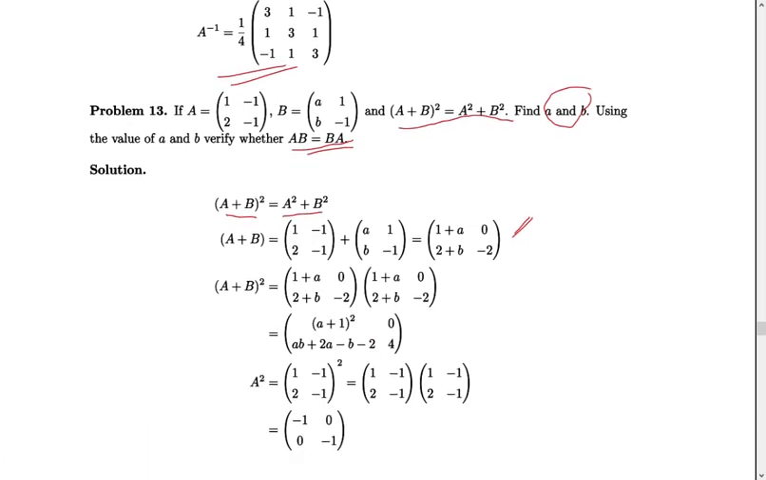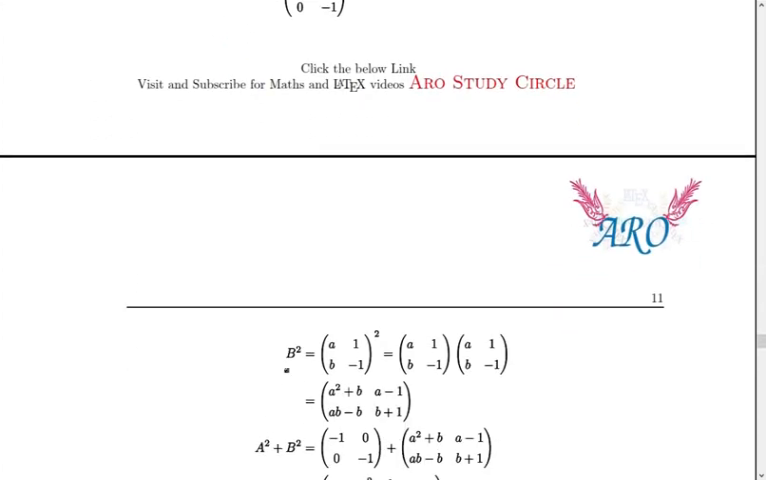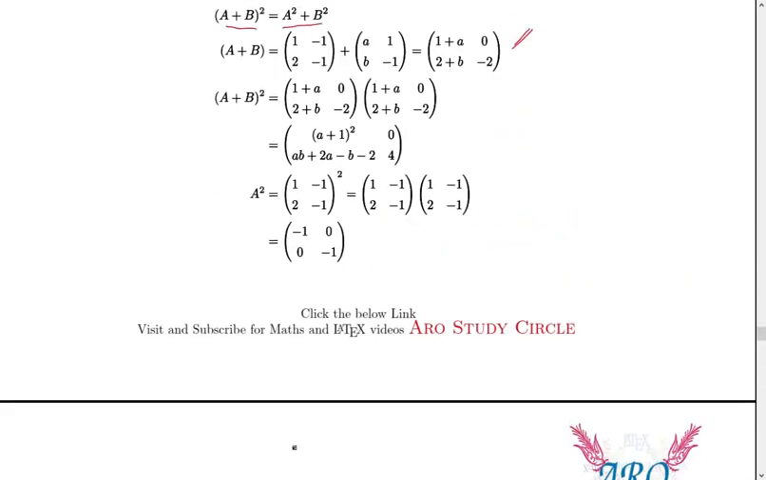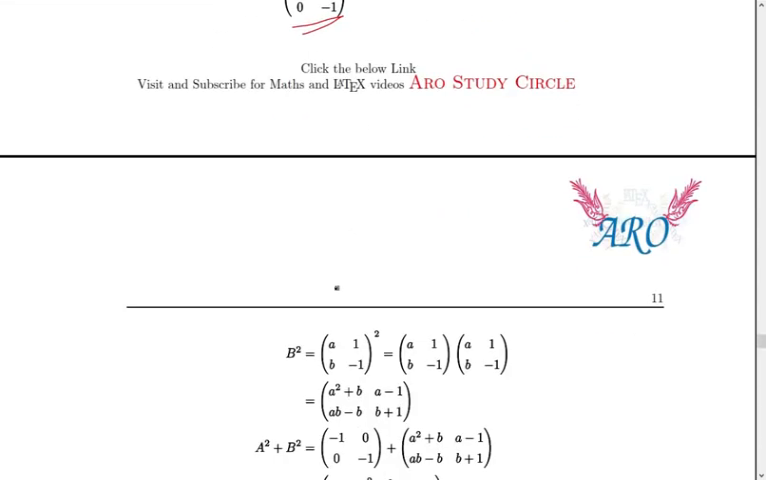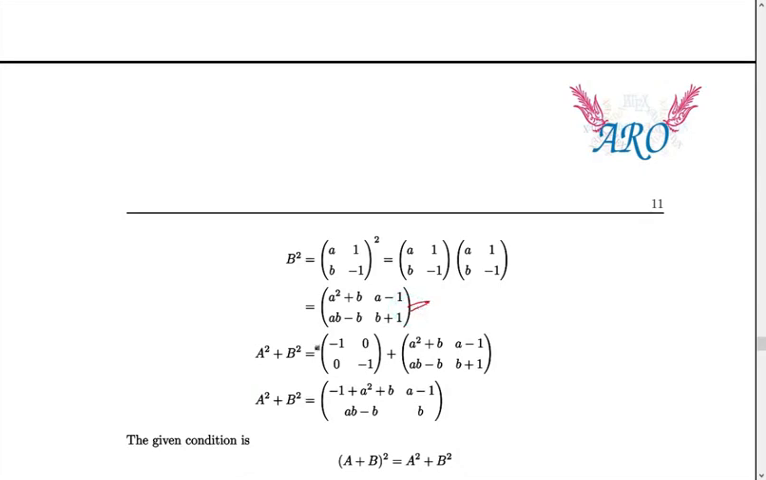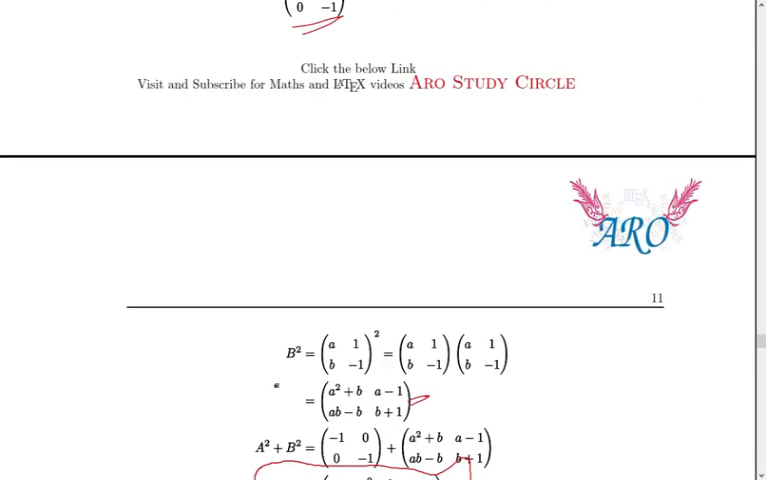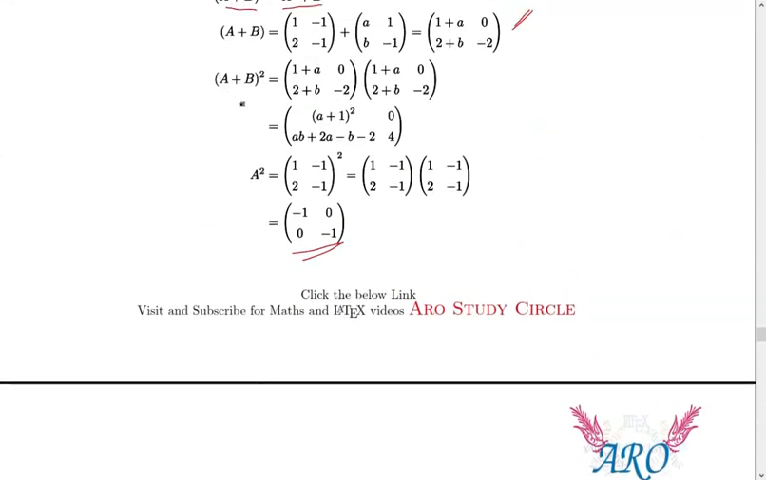A squared is equal to this value, [-1 0; 0 -1]. That's the value of A squared. Next we find B squared, which is equal to this value. So A squared plus B squared is equal to this one. We are going to check whether it's equal to (A plus B) whole squared. This value is (A plus B) whole squared. We are going to check whether it's true or not.